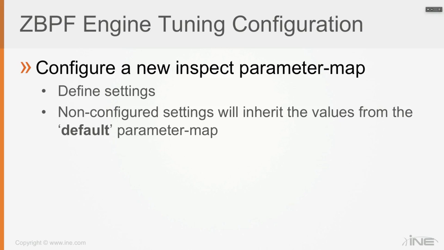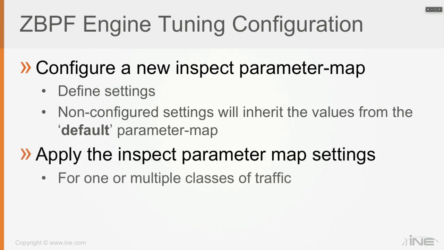So we configure our parameter map of type inspect, and then we apply it. We apply those settings. We tell the router how to do advanced connection inspections. We apply that parameter map for one or multiple classes of traffic. For which classes of traffic do we want the firewall to do advanced inspections as we configured it? Of course, if you want, you can change the settings from the default one. It's up to you. So instead of configuring a specific parameter map, you can go and change the default parameter map's settings.